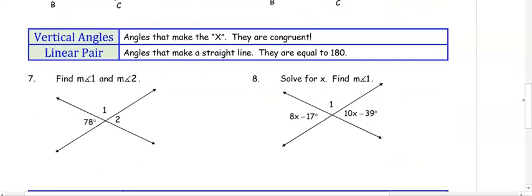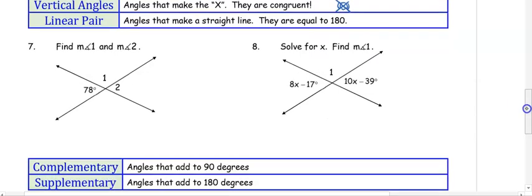Vertical angles are angles that make an X. They are congruent to each other. So in our X, the angles on the top and bottom are congruent, and the angles on the left and right are congruent. Linear pair are angles that make a straight line, and together they equal 180.